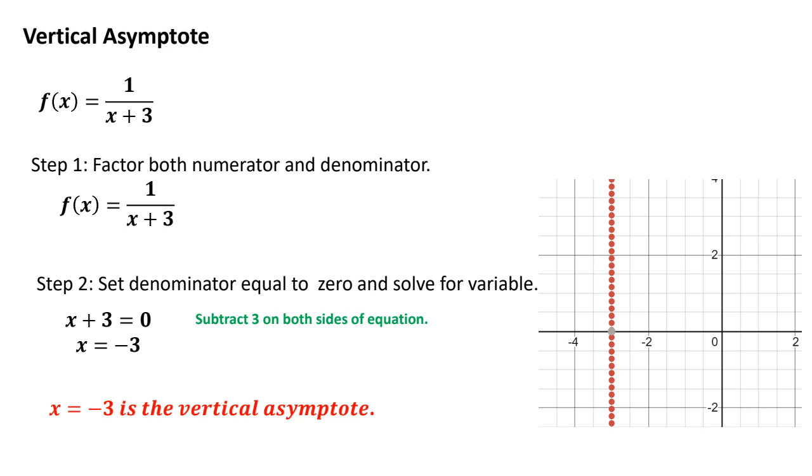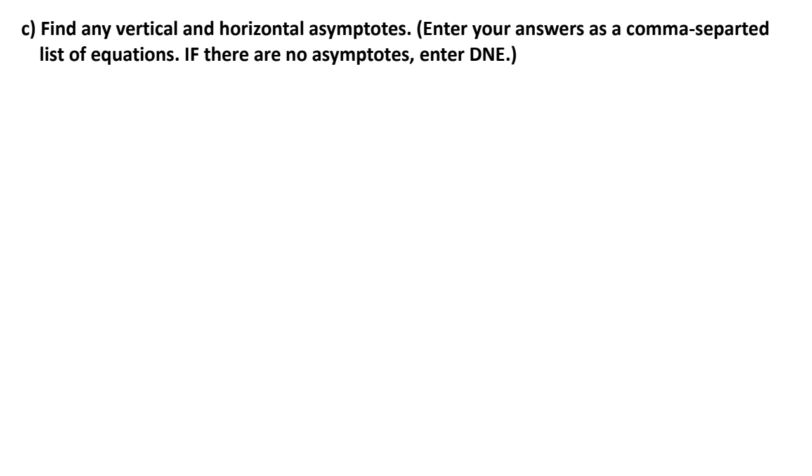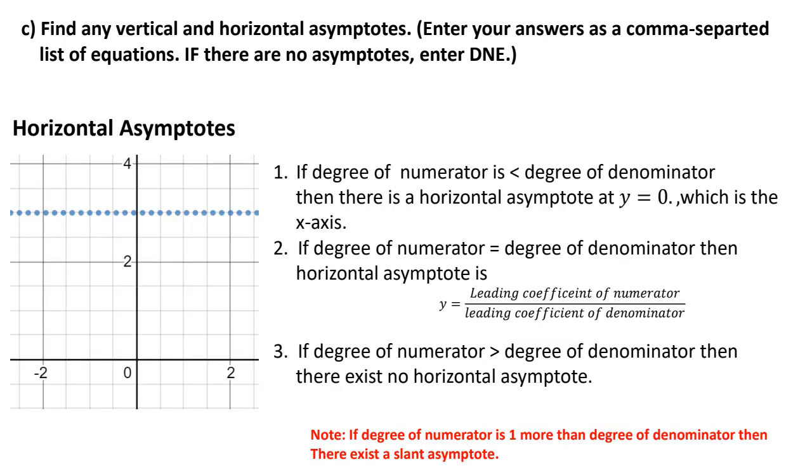Now, to find my horizontal asymptote, there are 3 different cases. The first case is this: if the degree of the numerator is less than the degree of the denominator, we always have a horizontal asymptote at y equals 0.